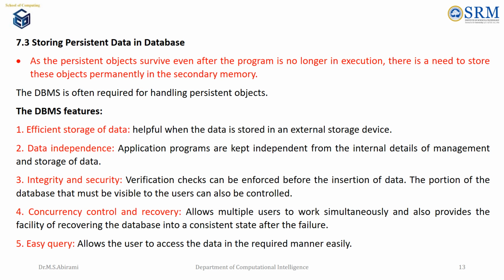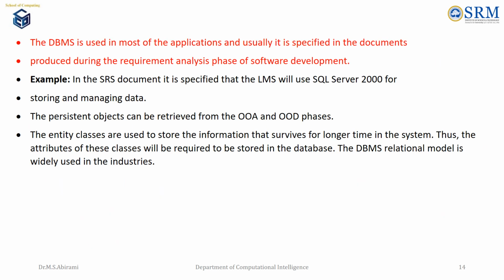The next topic is storing persistent data in a database. As persistent objects survive even after the program is no longer in execution, there is a need to store these objects permanently in secondary memory. A DBMS is often required to handle persistent objects. DBMS features are efficient storage of data, data independence, integrity and security, concurrency control and recovery, and easy query. The DBMS is used in most applications and is usually specified in documents produced during the requirement analysis phase of software development.